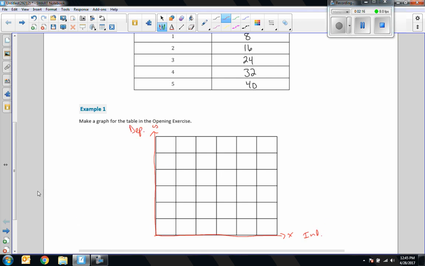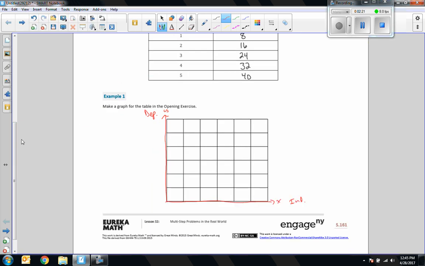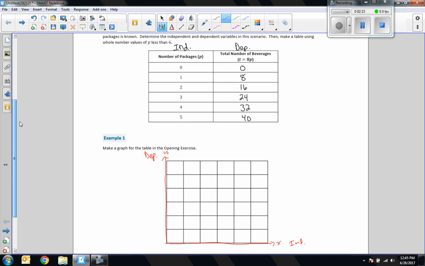So now, let me change my view a little bit. Let me zoom a little bit so I can see everything. There, that's good. Okay. So our independent variable will be our x-axis, and our dependent variable will be our y-axis. So here is x, here is y. We've got points before, and I'm going to use green to plot the dots so they're different than my axis. So number of packages P, 0, total number of beverages, 0.